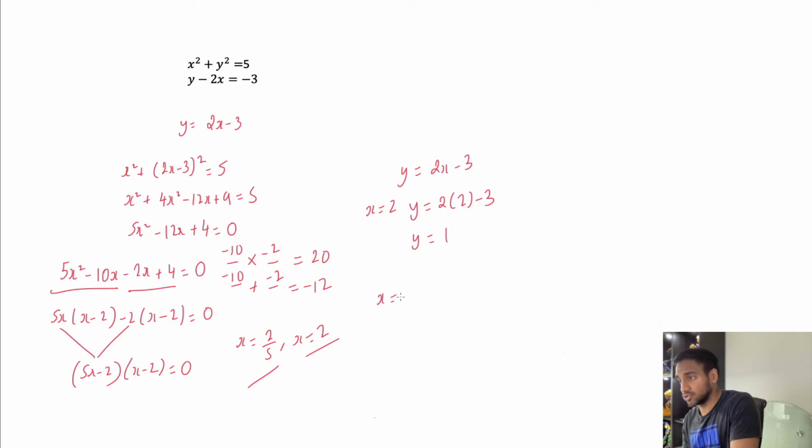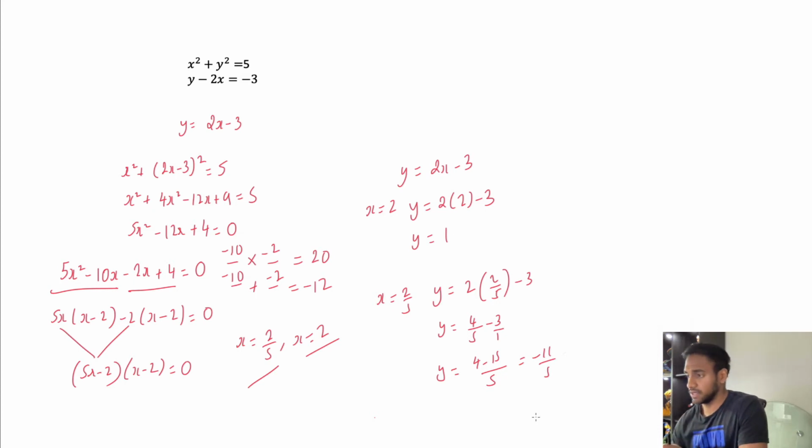Now if we put x equals 2 over 5, that's going to be y equals 2 times 2 over 5 minus 3, right? So that's going to be y equals 4 over 5 minus 3. So that's 4 minus 15 over 5. So you should have got minus 11 over 5. Okay, yeah, 4 minus 15, minus 11 over 5.